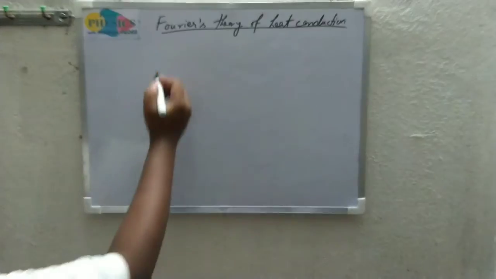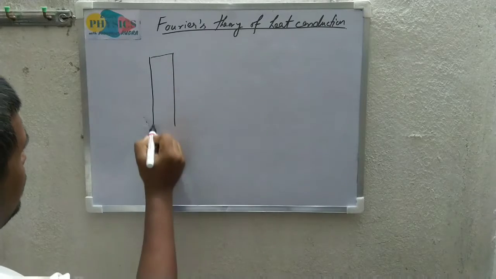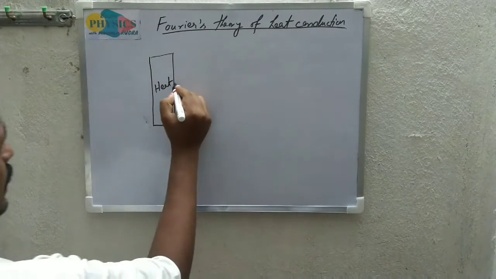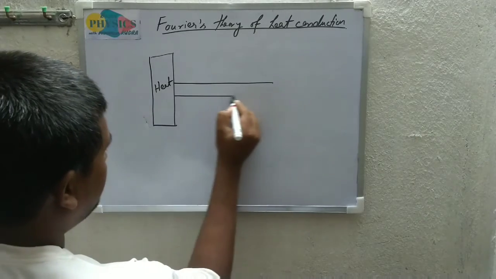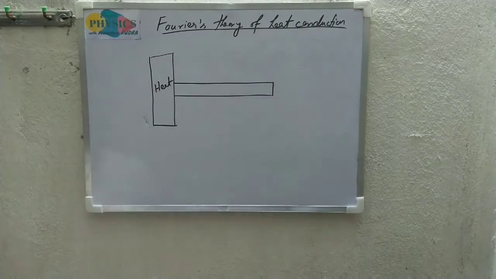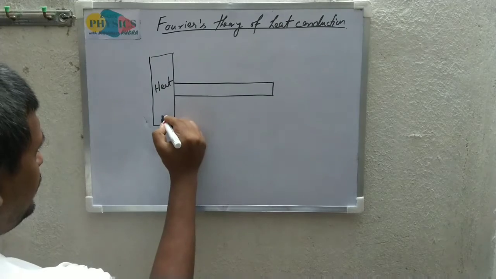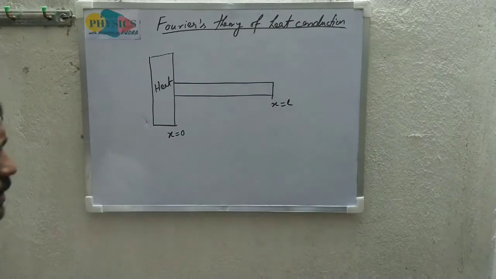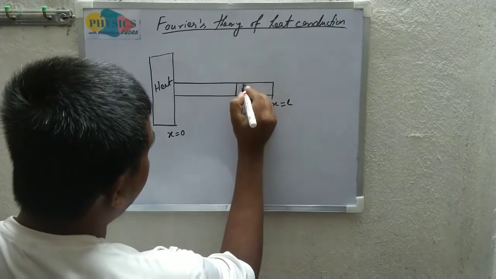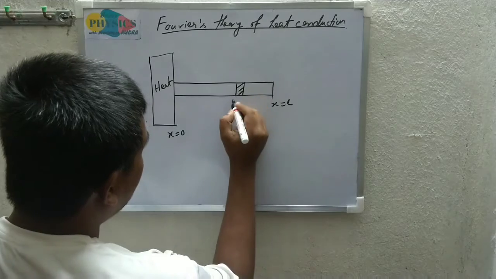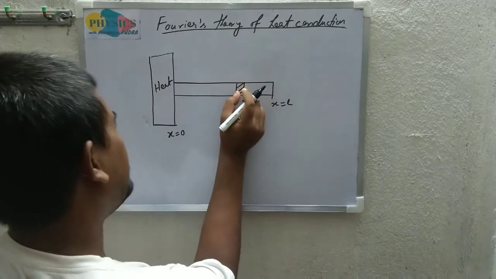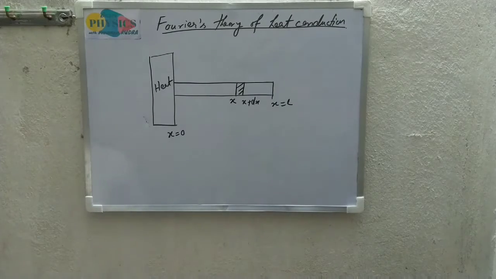Let's consider a heat bar, a rod, which has length from x equal to 0 to x equal to L. The length is L. Now consider a small section. This one is x and this one is x plus dx. So this small section is dx.